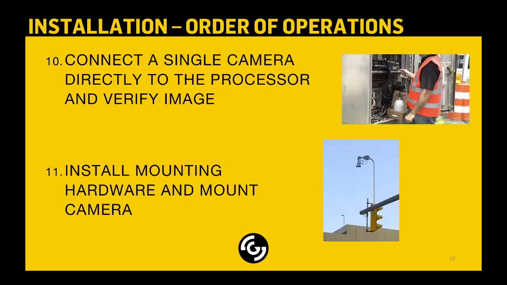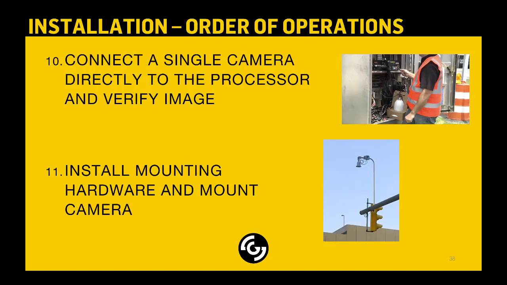The next step is you want to connect a single camera directly to the processor and verify the image. Again, these steps are in place so that you can have the confidence that everything you're about to install, before you go to the trouble of moving the bucket truck and going up and hanging the camera and making all your connections, is ready to be installed and fully operational and good to go.